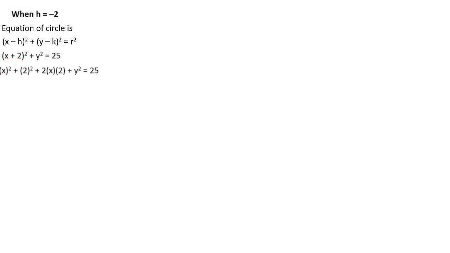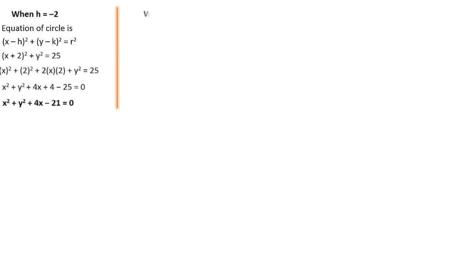Using the a plus b the whole square form, expand it: a square plus b square plus 2ab. So x square plus y square plus 2 into 2 is 4x plus 2 square is 4, equal to 25. This 25 we bring to the left side, minus 25 equal to 0. x square plus y square plus 4x minus 21 equal to 0. This is our equation of the circle when h is equal to minus 2.